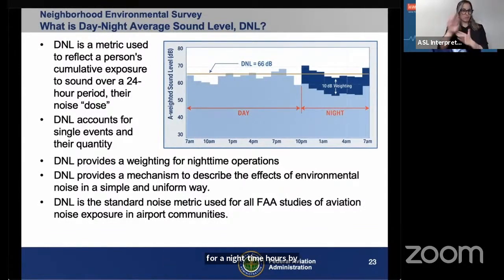Nighttime is defined as the hours between 10 p.m. and 7 a.m. The gold line in the graphic is the resultant DNL for the day, or 66 decibels, based on those hourly sound levels during the daytime period and the weighted nighttime hourly sound levels. As DNL is the FAA's standard noise metric for its studies of aviation noise exposure, the analysis of the Neighborhood Environmental Survey computed DNL from aircraft operations.